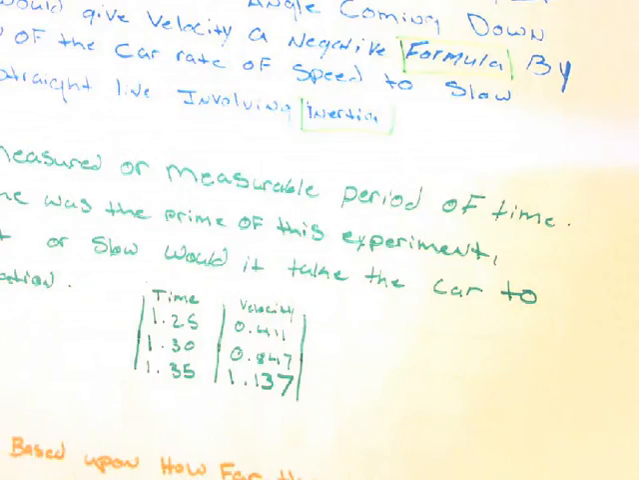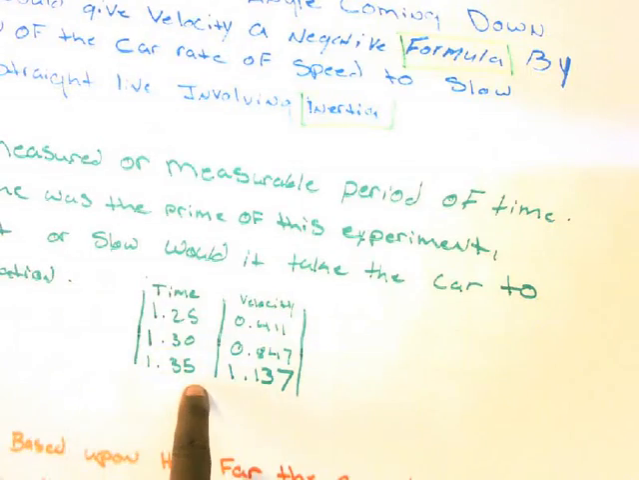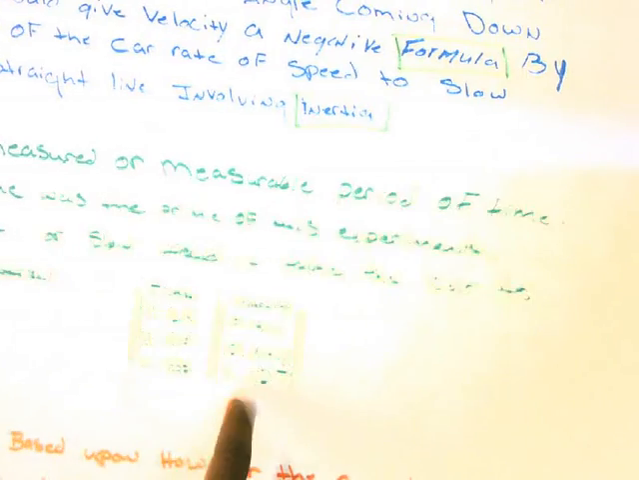And then on my next one, I had 1.35. The velocity was 1.137. Giving velocity maybe trying to keep up with time, but I want to say not necessarily. Like I said, your time and velocity are not always going to be the same.